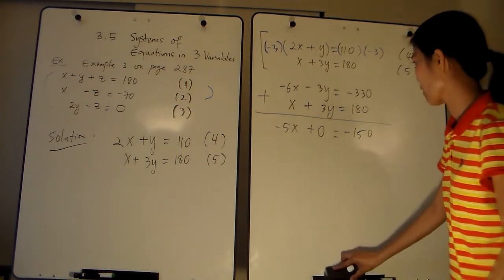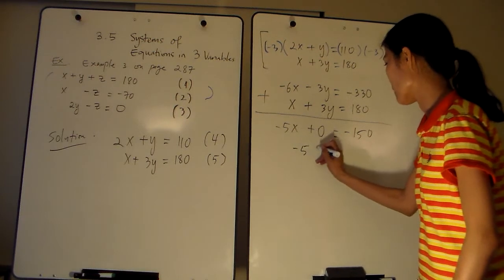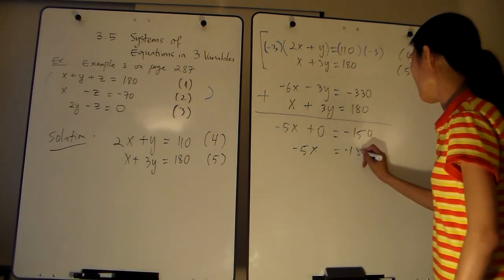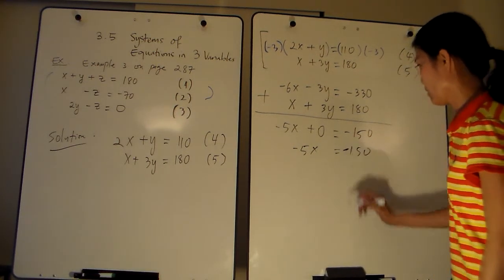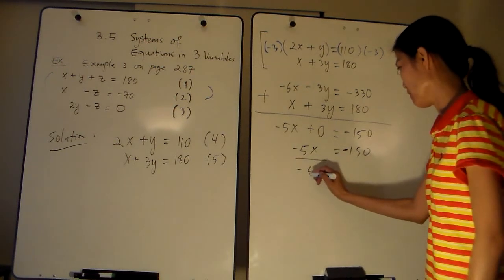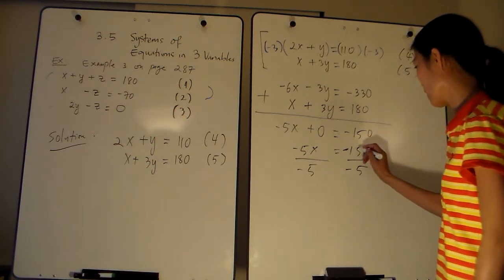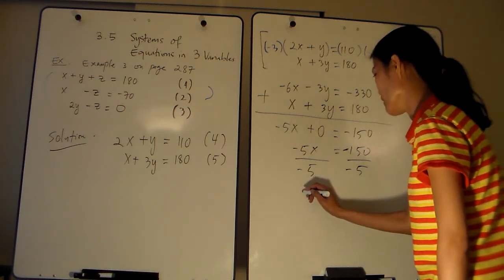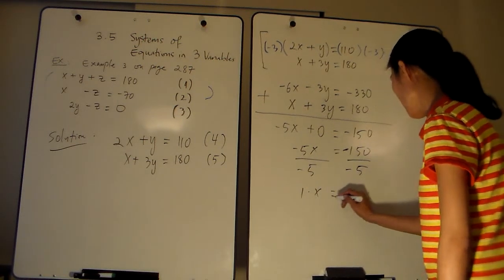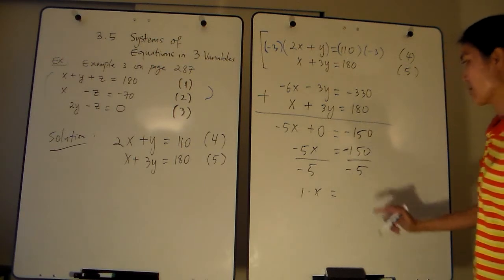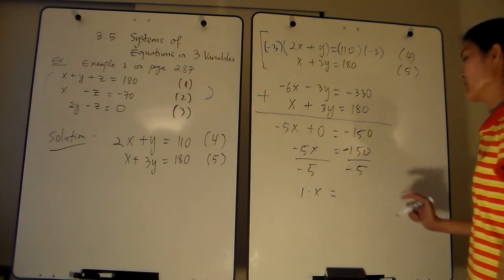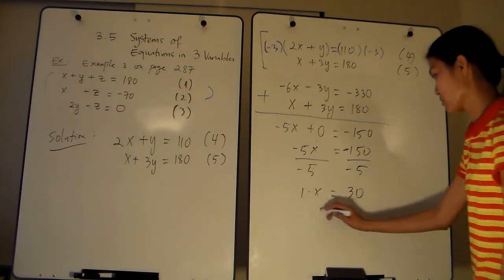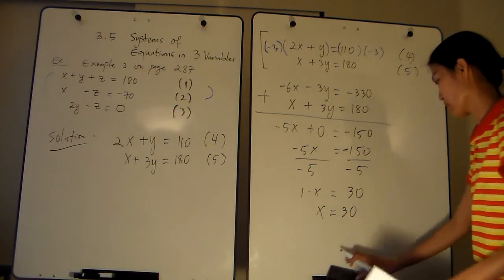All right. Simplify, we have negative 5x equals negative 150. To solve for x, divide by negative 5 on both sides. Negative 5 divided by negative 5 is positive 1 times x. This simplifies: negative divided by negative is positive. 150 divided by 5 is 30. So x is 30. Okay.